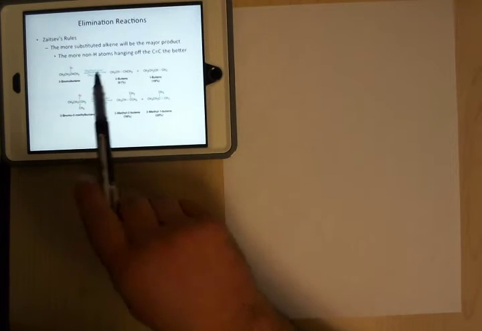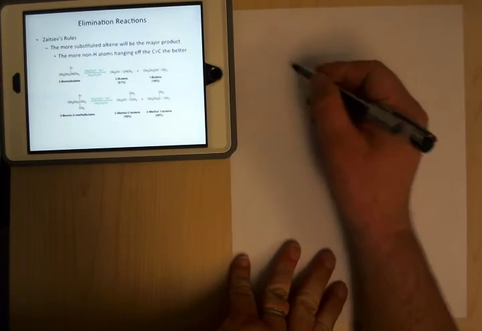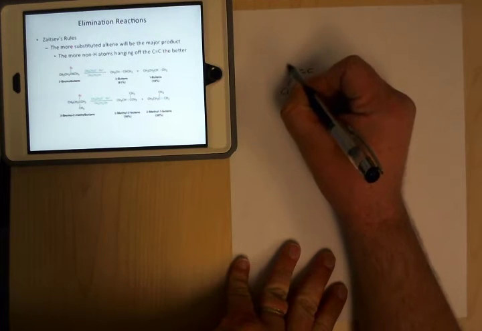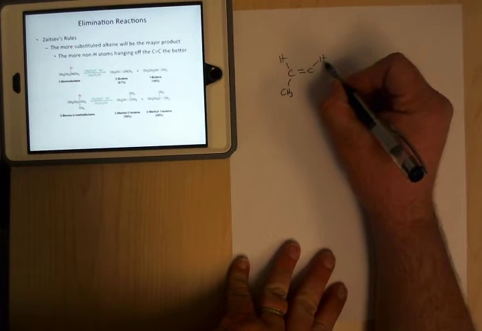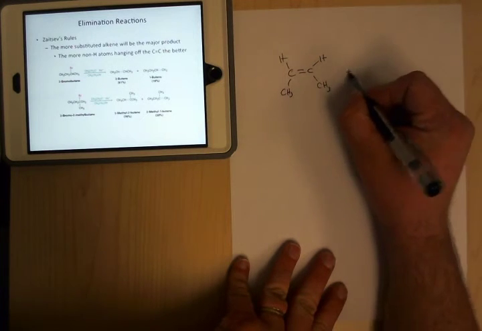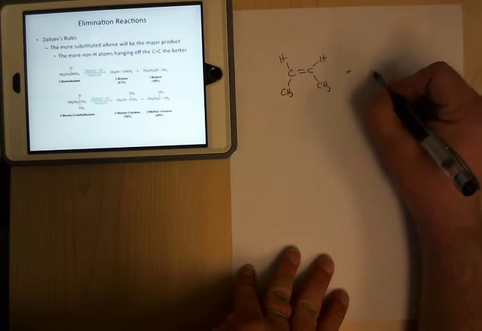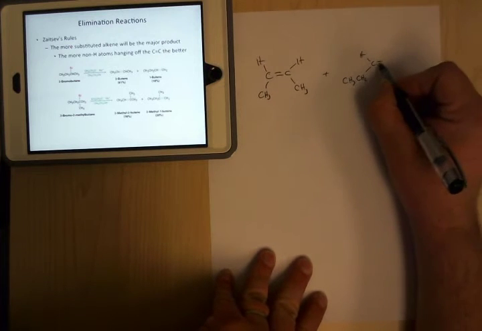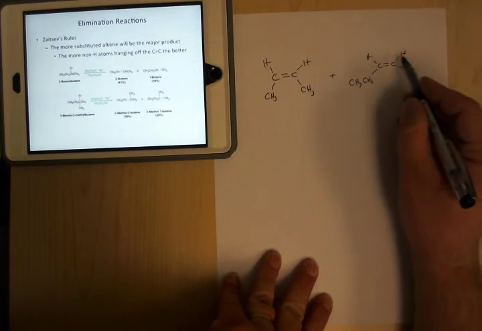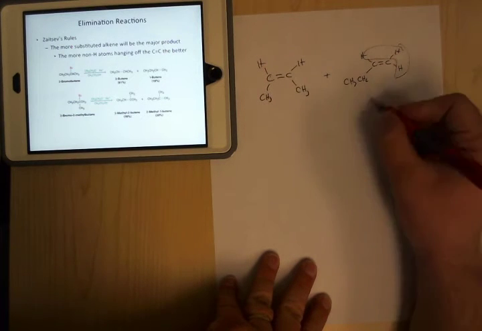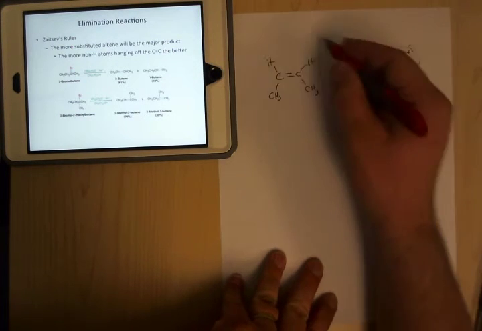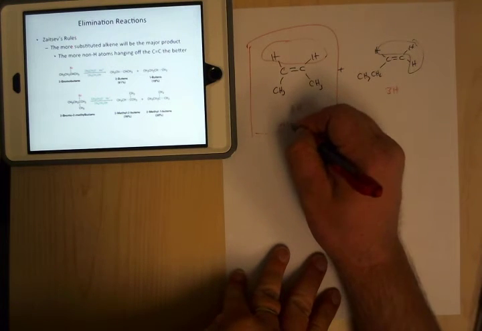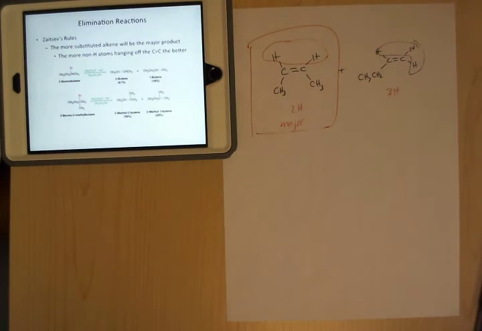So if you're going to compare the products for this, you have a double bond, CH3, H, CH3, so which one's going to be better, as opposed to CH3, CH2. Notice this one has 3 hydrogens hanging directly off of that double bond. This one has 2 hydrogens, and so this one is going to be the major product.